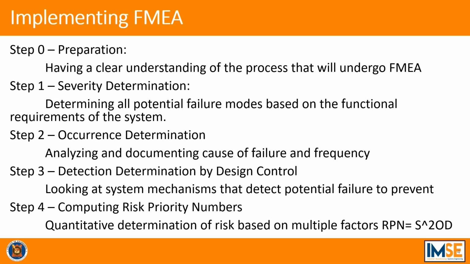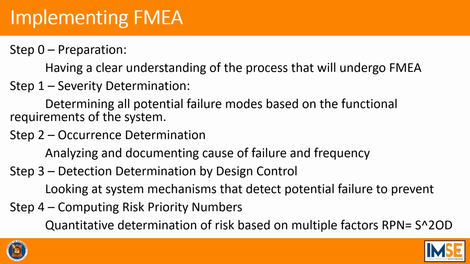Step 2 is occurrence determination, which consists of looking at the causes and their frequency. This will rate the failures in a range of 1 to 10. Step 3 is detection determination by design control. A detection rating represents the general ability to detect a system defect or a failure mode by using a planned set of tests and inspections. Basically, the test engineer here looks at the system mechanisms that are responsible for detecting potential failures.